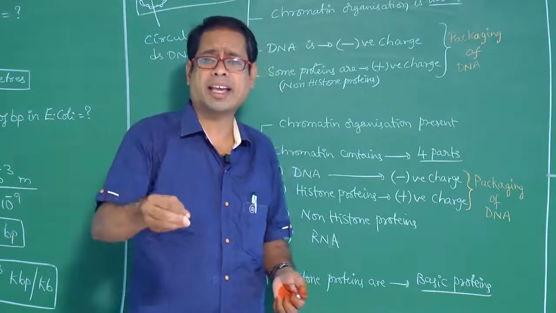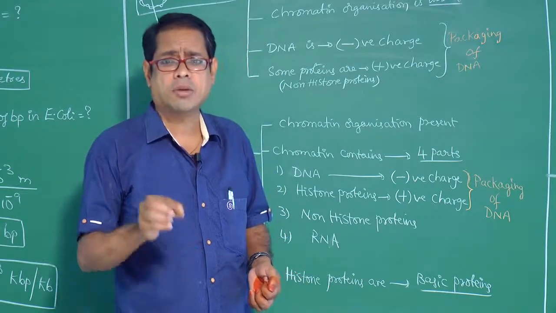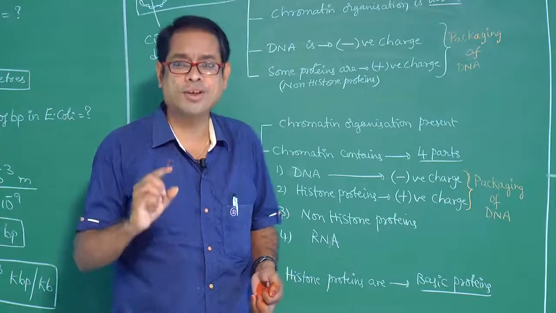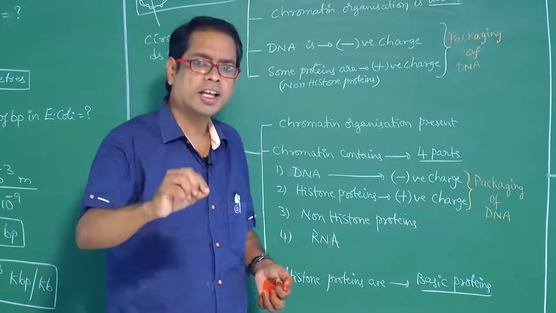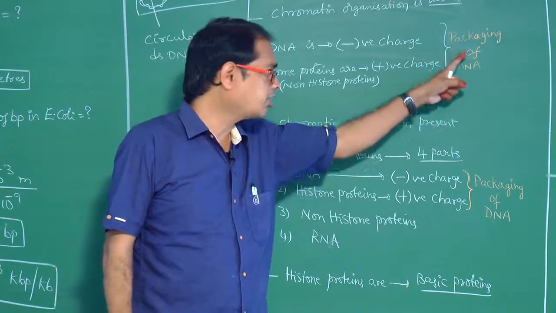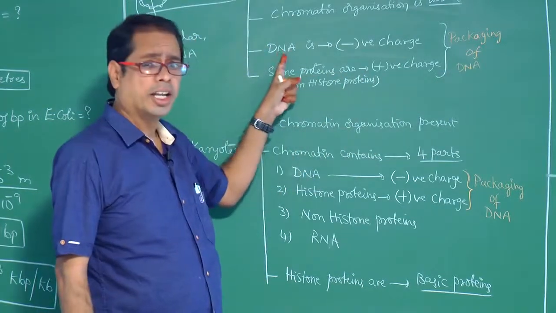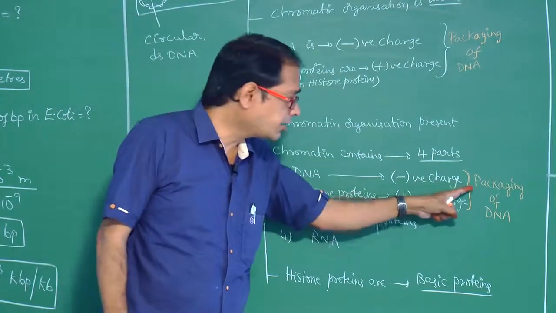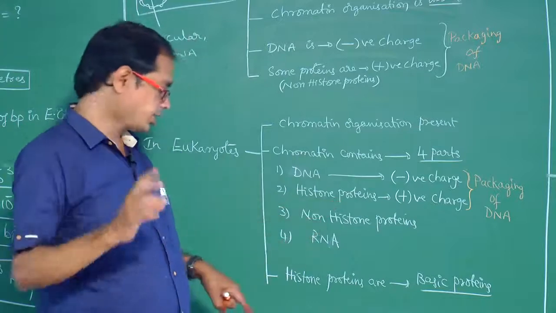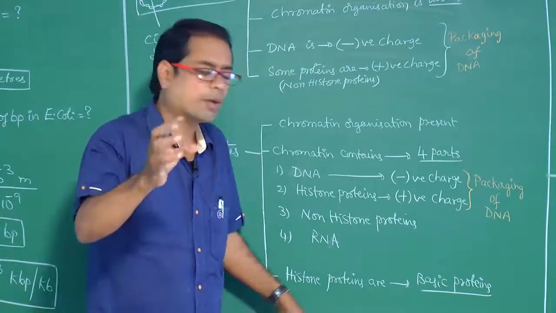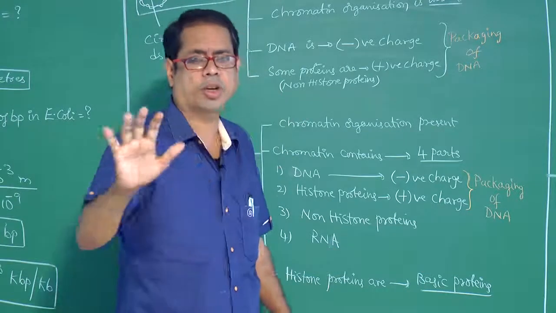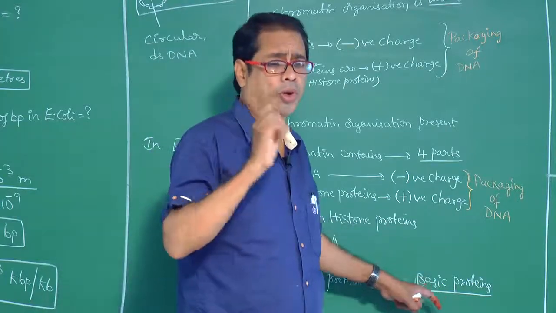How does the packaging of DNA in prokaryotes occur? That is between DNA and non-histone proteins. Packaging of DNA in eukaryotes is between DNA and histone proteins. These points you have to remember. These histone proteins are basic proteins. Histone proteins are nothing but basic proteins. Don't say acidic proteins.